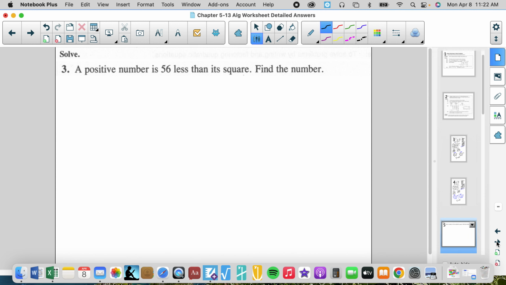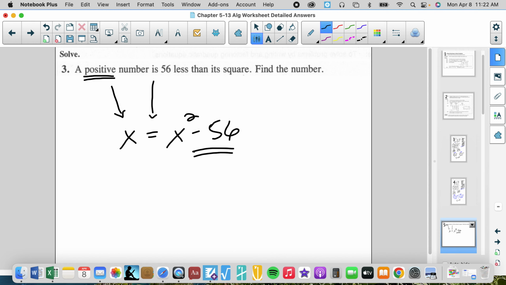A positive number, very important here. A positive number is 56 less than its square. So a positive number is 56 less than its square. So that's how we're going to do it.